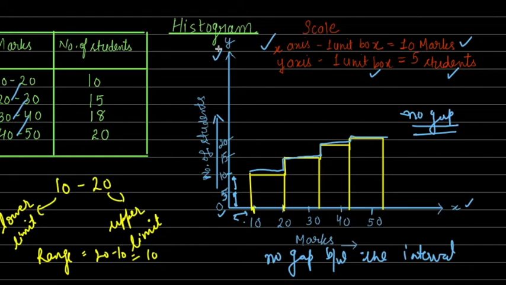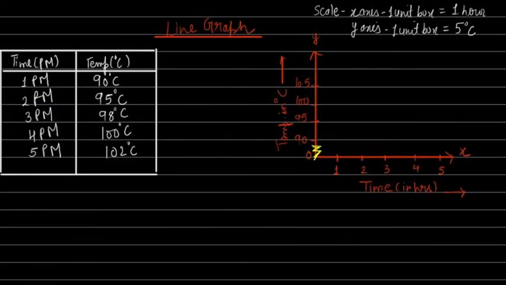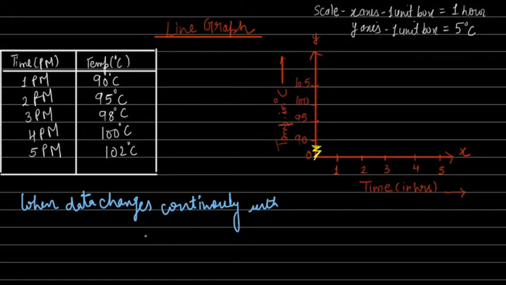Now the next type of graph is the line graph. A line graph is used when data changes continuously with time, right? So I have taken one example here.